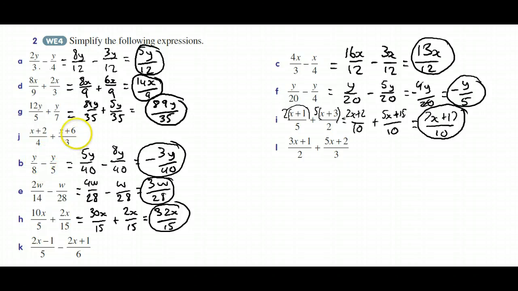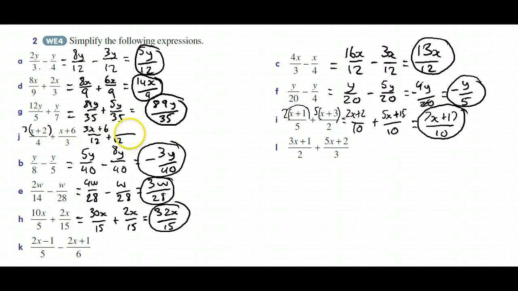Okay, similar kind of problem here. We've got common multiple on the bottom is going to be 12. To get 4 to become 12 we've got to multiply it by 3. So we've got to multiply the whole top by 3, which will give us 3x plus 6.